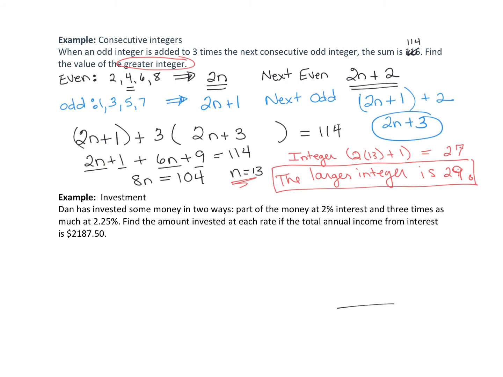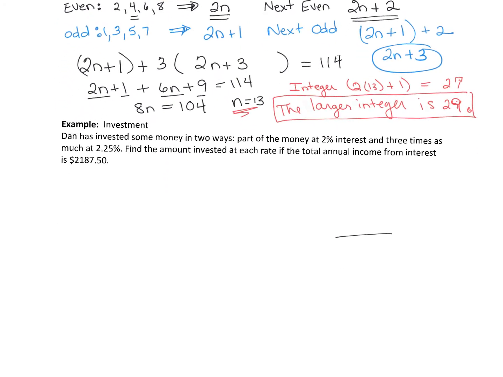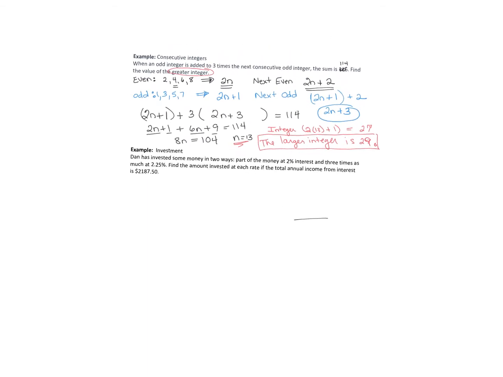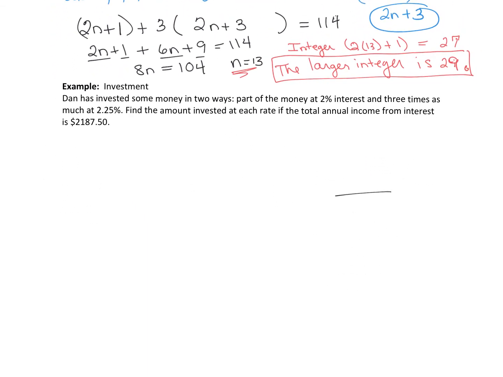Okay, let's take a look at this last example. This last example is similar to our chemistry example that we had in the previous video. Okay, Dan has invested some money in 2 ways. Part of the money at 2% interest, and 3 times as much at 2.25%. Find the amount invested at each rate if the total annual income from interest is $2,187.50.